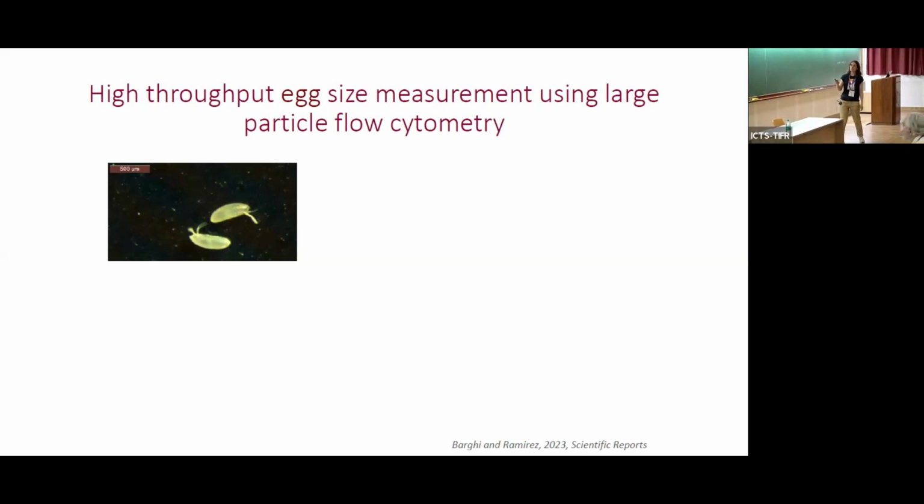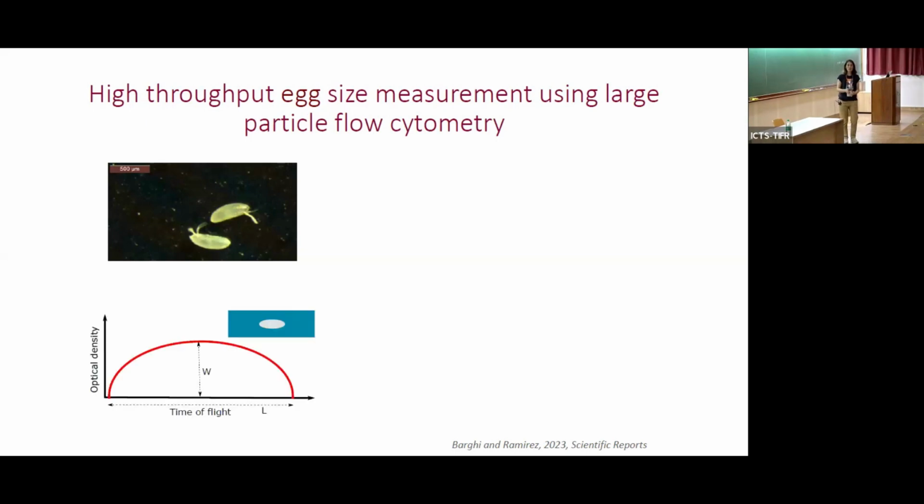But now there's a new batch of flow cytometers called large particle ones, which can accommodate objects of up to 1,500 micrometers. That includes Daphnia, Arabidopsis seeds, Drosophila eggs and larvae, up to I think third instar, and a lot of other things, as long as they are not bigger than 1,500 micrometers.